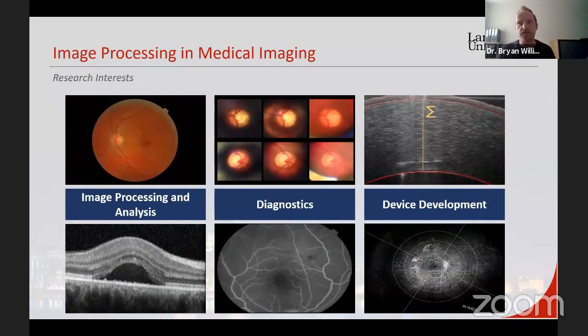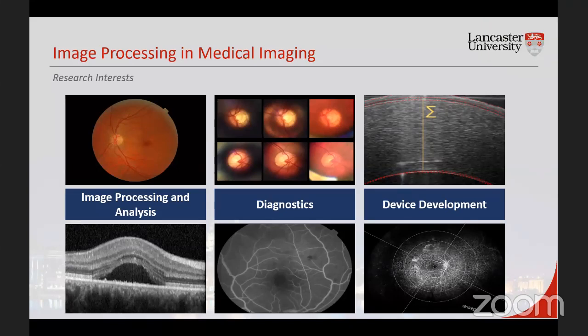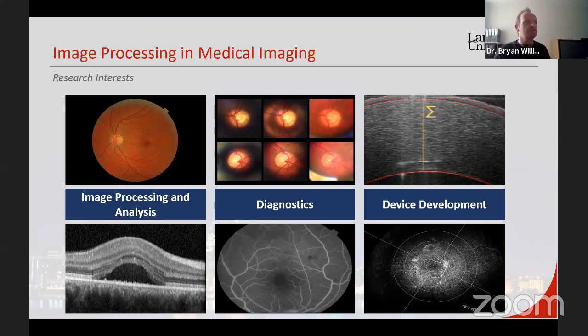So we're focusing on medical imaging today. I tend to split image processing in medical imaging into three different categories. You've got image processing and analysis. This is all at the ground level with an image, where we take this really complex data contained in an image and all of this textural information, and we're trying to localize this information, extract it, and then take something meaningful from that.